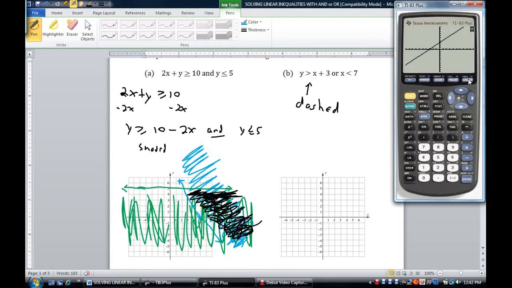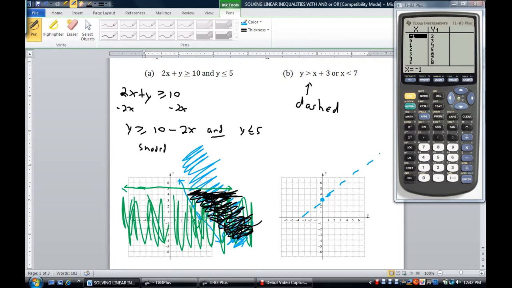If you hit the table, you will get a couple points, 0, 3, 1, 4. It's a dashed line. So I'm going to draw a broken line. These lines never stop, so keep that in mind.